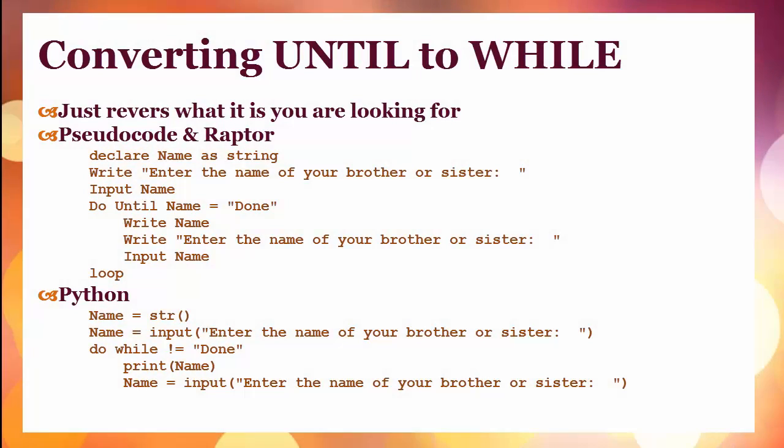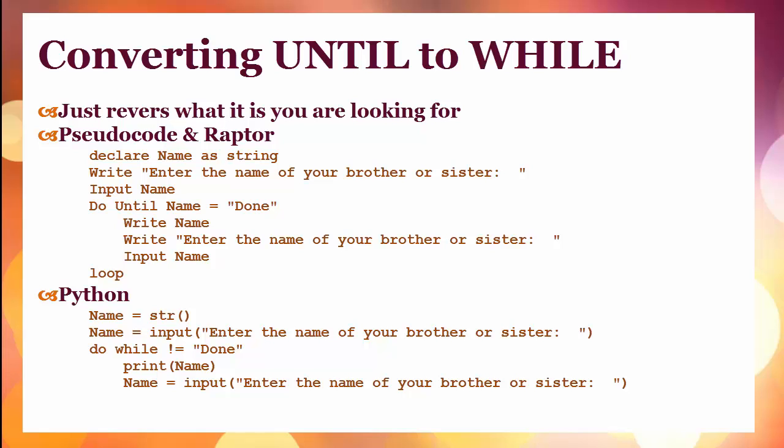Now, what may be very confusing is that sometimes in our pseudocode, and especially in Raptor, we were limited to until logic. So in the example I have here, this is just in pseudocode. We're declaring a name as a string. Then we're writing a prompt to the screen that says, enter the name of your brother and sister. Once the user enters the word done, our loop is done. So we will do until the name equals done, and we'll keep prompting and asking the user to enter it over and over again.